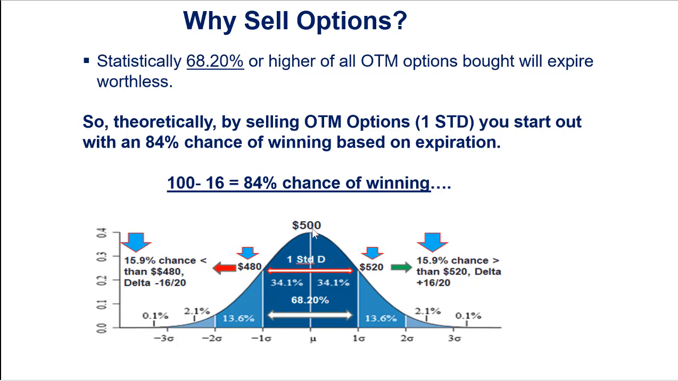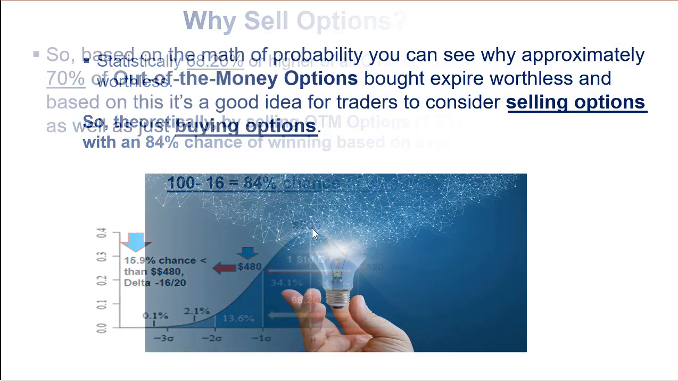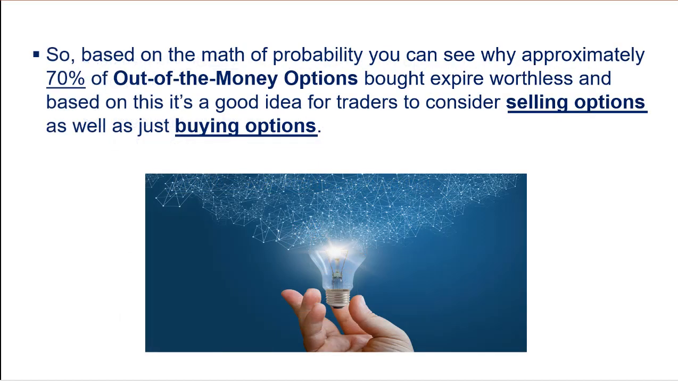I hope this helps, and it's a little bit of a training example of delta and how to use it to help your trading. Based on this, you can see the math of probability: with approximately 70% of out of the money options bought expiring worthless, it's probably a good idea for you as a trader to not only look at the buy side, but also look at the sell side.